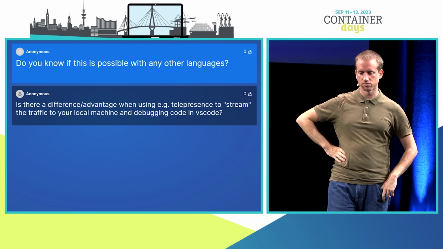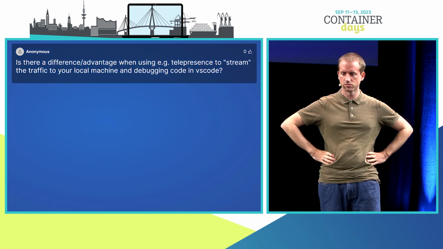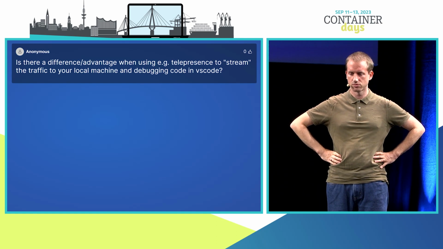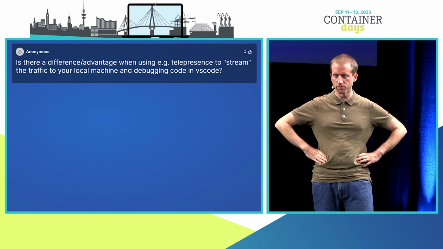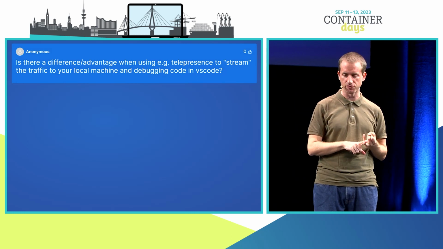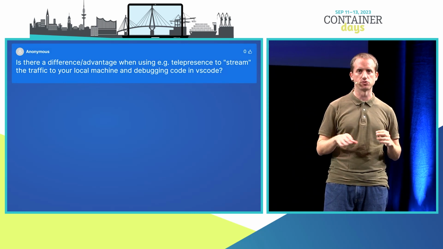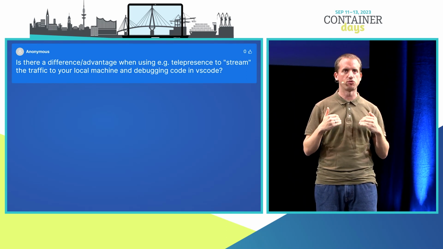And one last question: is there a difference when using Telepresence to stream the traffic to your local machine and debugging code in VS Code? No, it's equivalent. You can do debugging in the command line or using Telepresence with VS Code. There is absolutely no difference. In this context, it's what suits you the best.